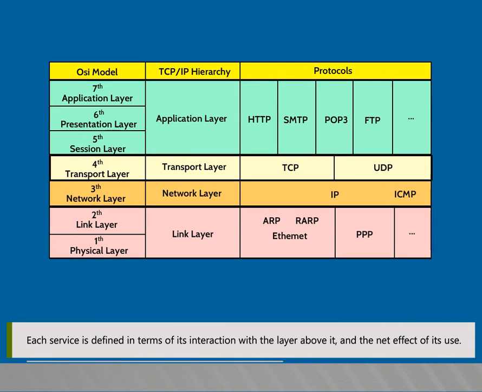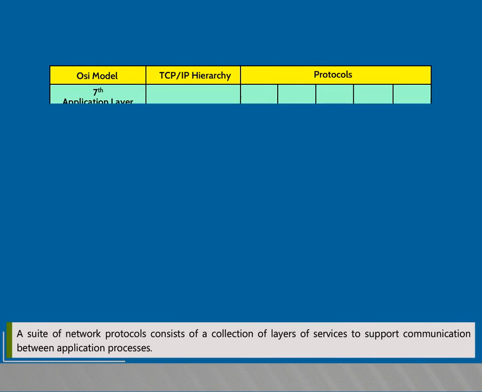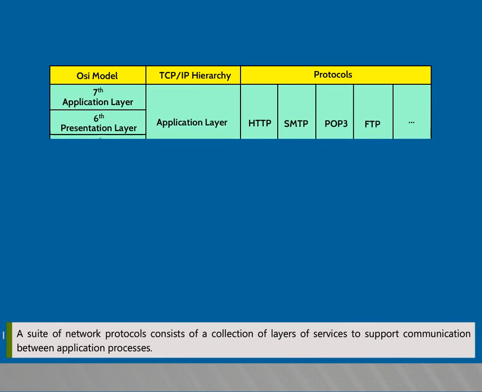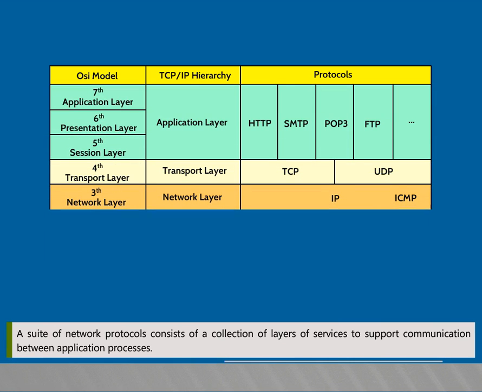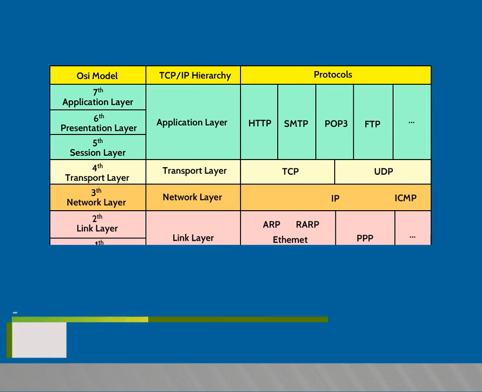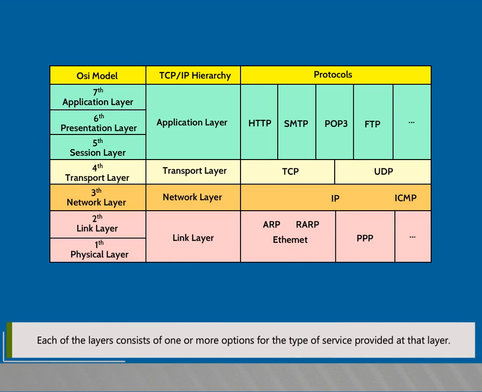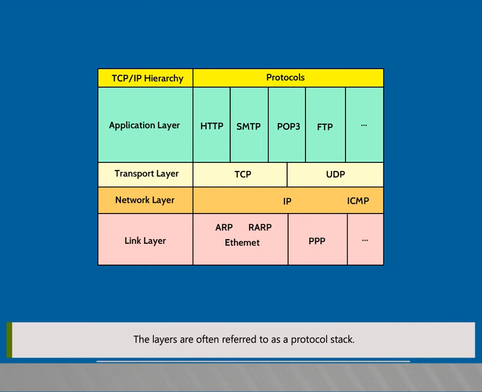Each service is defined in terms of its interaction with the layer above it and the net effect of its use. A suite of network protocols consists of a collection of layers of services to support communication between application processes. Each of the layers consists of one or more options for the type of service provided at that layer. The layers are often referred to as a protocol stack.